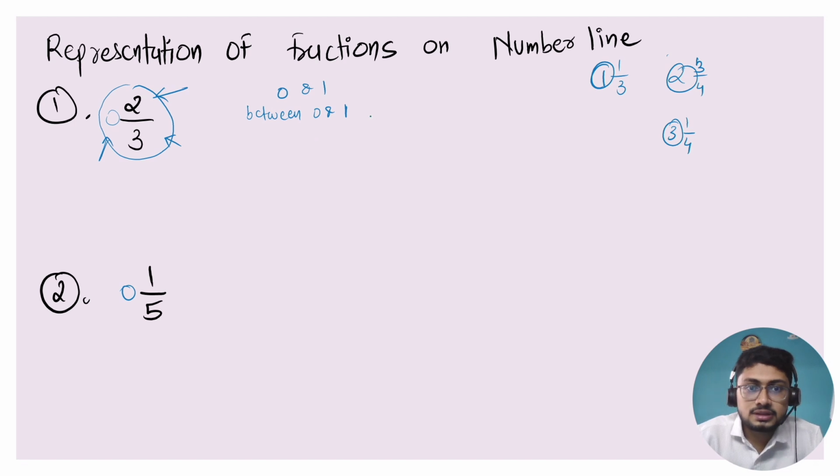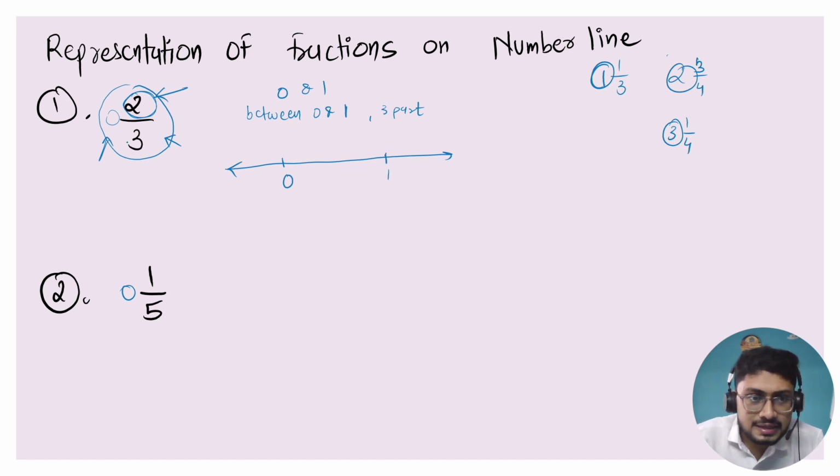Between 0 and 1, 3 parts. And which part do I need to cover? 2, or I need to set 2. So now understand the game. This number is between 0 and 1. How many partitions are there? 3: 1, 2 and 3. Till how many partitions do I need to set? 2 partitions. So one is set, like this one is set, second one is set. So here is my answer. What is my answer? 2 upon 3.